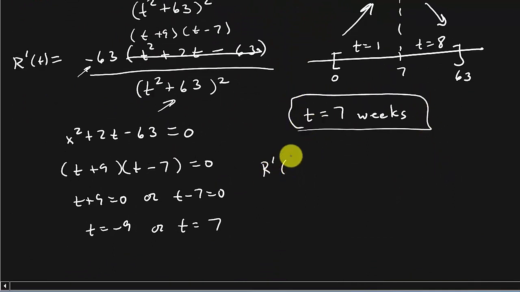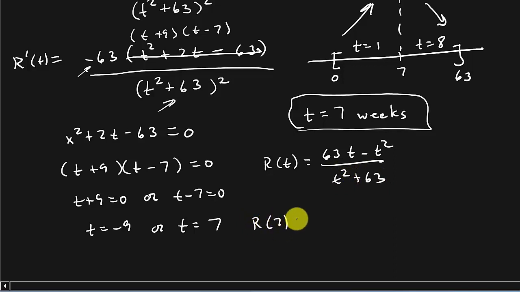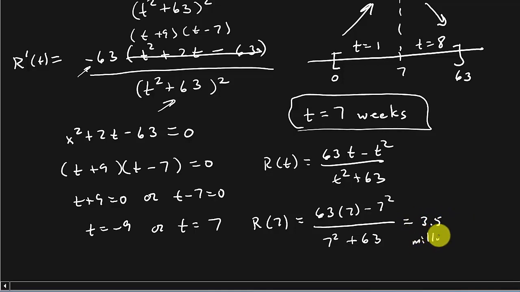And then let's write down the original function. That's 63t minus t squared over t squared plus 63. So r of 7 is equal to 63 times 7 minus 7 squared over 7 squared plus 63. You'd probably have to punch that in your calculator, and you would get 3.5, and that would be $3.5 million. All right, and that's your answer.